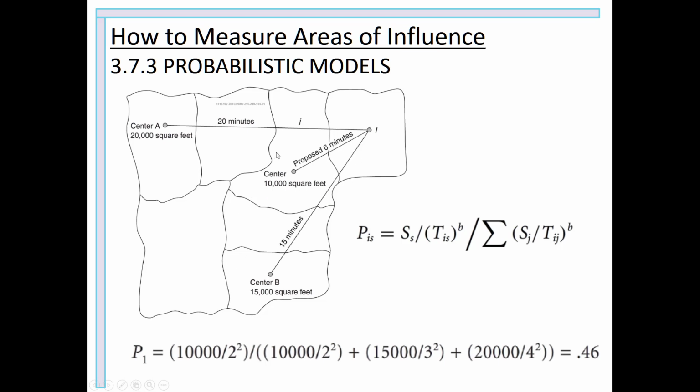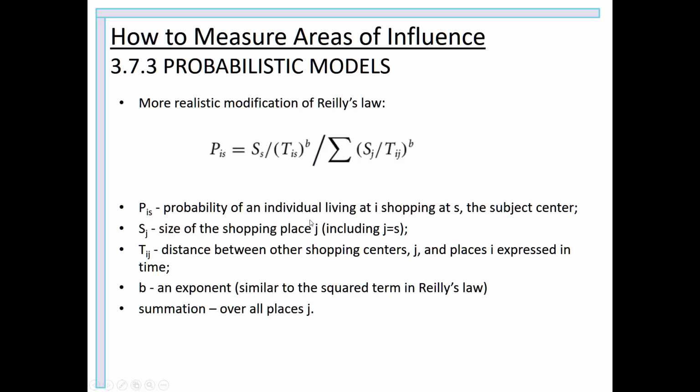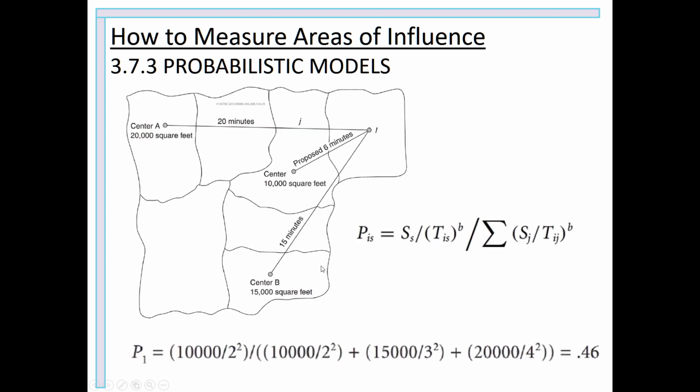Okay, so what's the probability that a person here in I is going to buy from here? Well, S is the size of the shopping place, in that case 10,000, so it's here. Tij is the distance, which we're measuring in units of 5 minutes, so in that case the book rounded up: 2 units of 5 minutes, approximately 1 and a little bit, so we rounded up to 2, squared. B we decided is going to be squared.